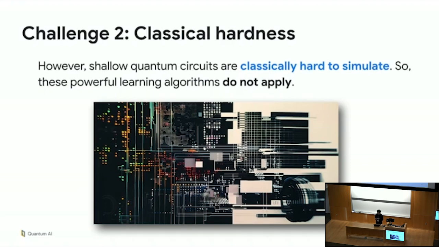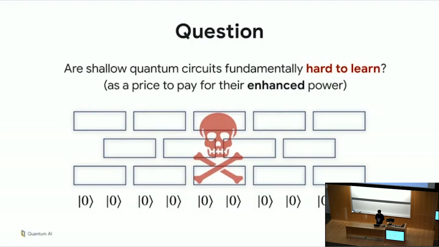So these challenges raise the following existential crisis question. That is, even though shallow quantum circuits have enhanced computational power, are they fundamentally hard to learn? Maybe one could say, maybe that's just the price we have to pay due to their classical hardness. Maybe classical hardness implies they're going to be hard to learn. So, a priori, before our work, this question had been unanswered.